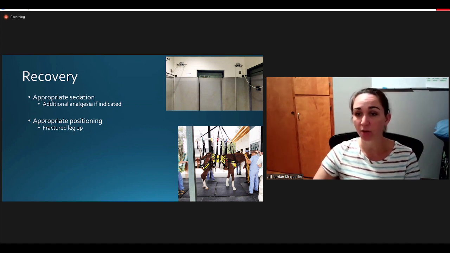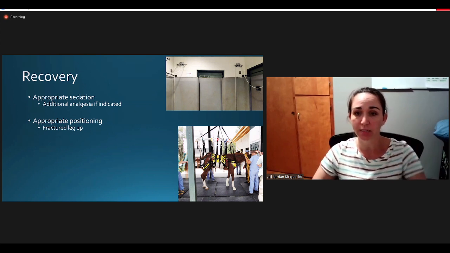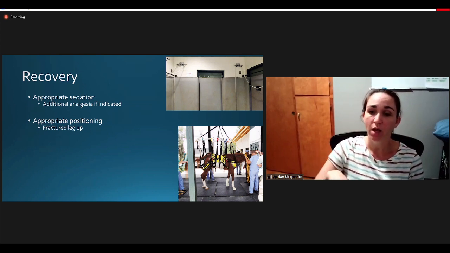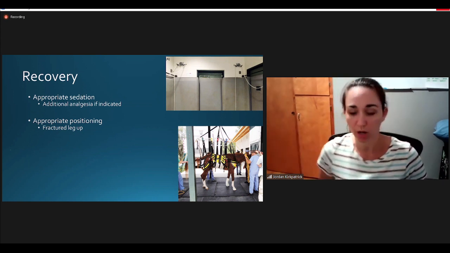If it's the down leg, then they have to move it underneath them, roll over it, and then push off on that leg to stand. If it's the up leg, then they're using their good leg to push up and stand off of when they recover from anesthesia.